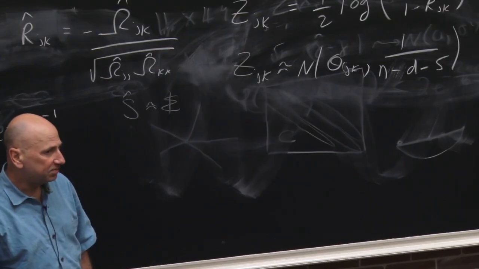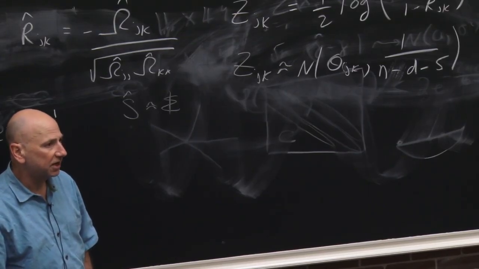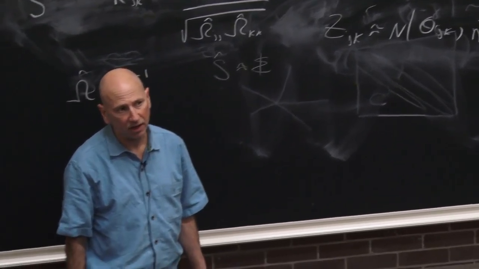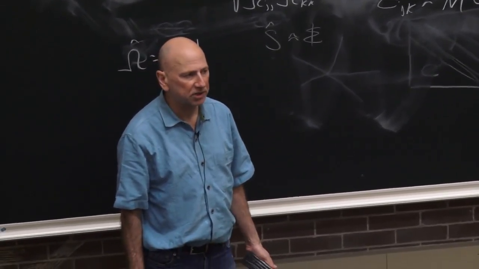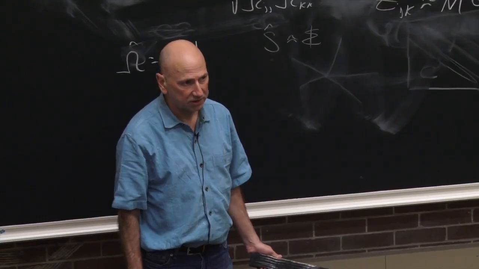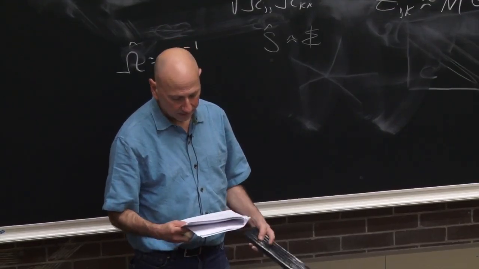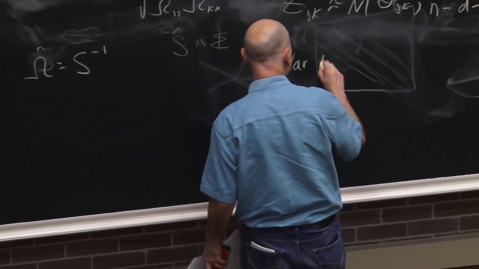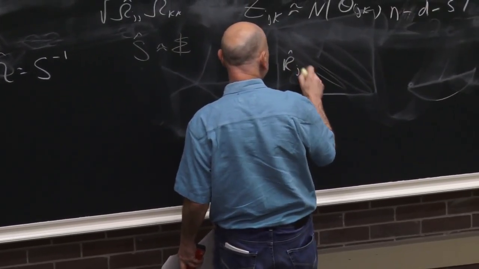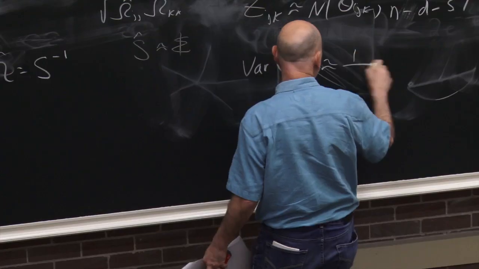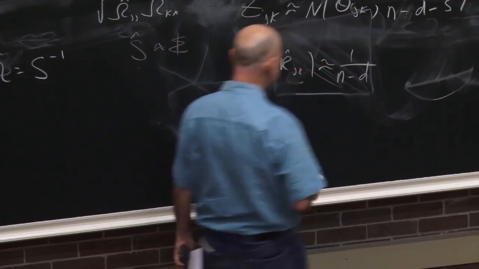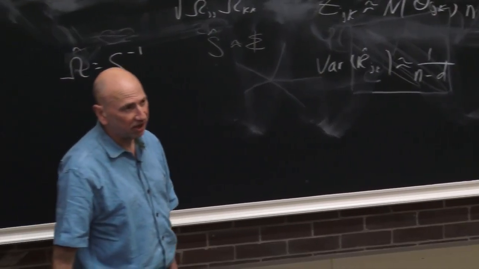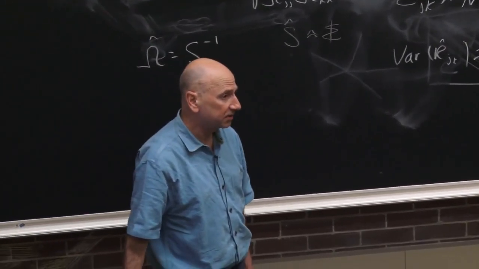Notice what happens when d is big. When d starts to get close to n, that variance gets big. And that's just telling you what we've been saying intuitively all along, which is that partial correlations are much harder to estimate than correlations. So the variance of the estimated partial correlation is of order 1 over n minus d. That's a sign that when the dimension starts to get large, partial correlations are hard to estimate.